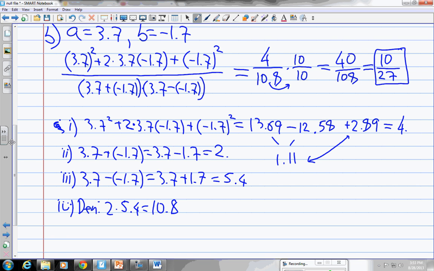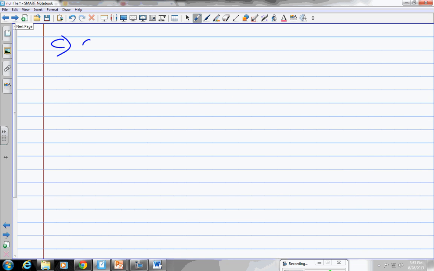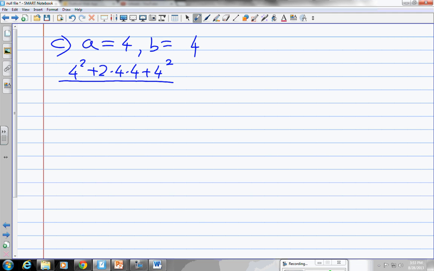Let's try maybe an easier version of the same problem. If I look at A equals 4 and B equals negative 4... No, let's make it easy. Let's make them both 4, sorry. Let's do 4 and 4. So then the numerator is 4 squared plus 2 times 4 times 4 plus 4 squared, over 4 plus 4 times 4 minus 4.